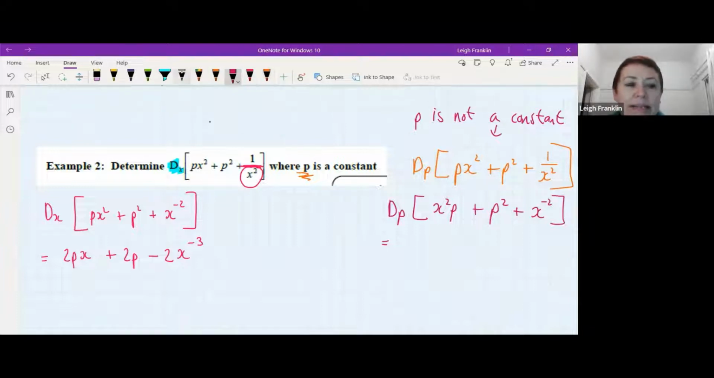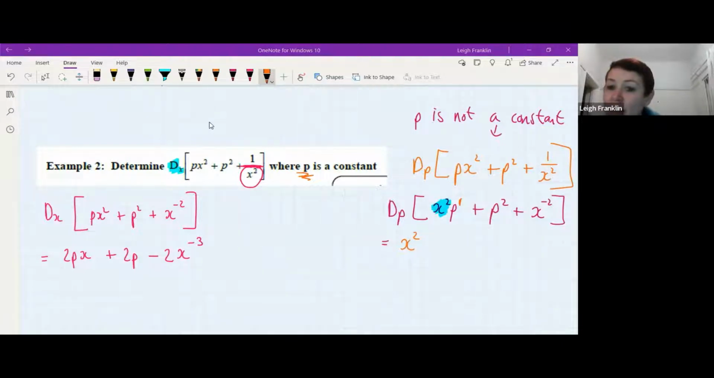x squared is now our coefficient. So we're going to take the invisible 1 that's up here, and we're going to multiply it by x squared. That's going to give us x squared. Then remember, we've got to take 1 away from our exponent. So it becomes p to the power of 0, which would be 1. So it would be x squared times 1, so that would be x squared. Is everybody happy with that? Is that making sense, Matrix? Yes? Okay, good stuff.